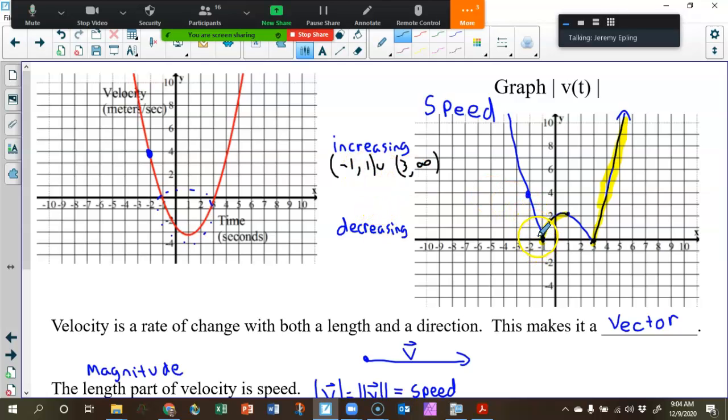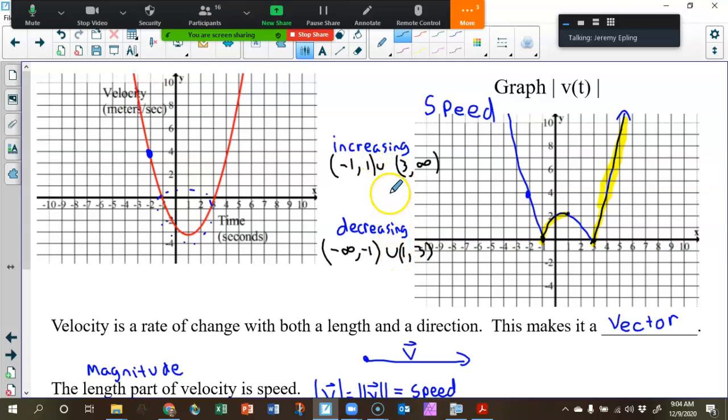We are having our speed increase from -1 to 1 and from 3 to infinity. And then we're decreasing from -infinity out to -1, and from 1 to 3. Now, a graph of speed is a great way to tell where speed is increasing and decreasing.